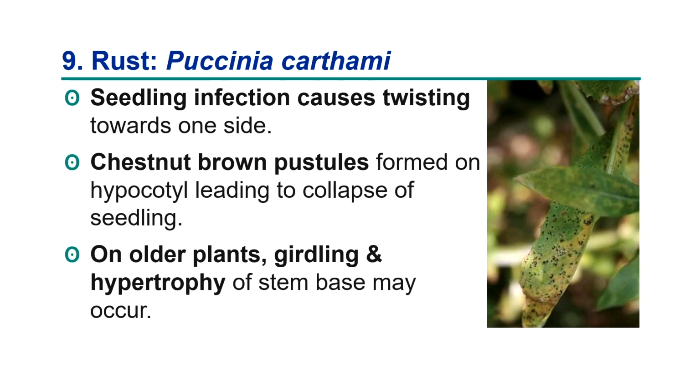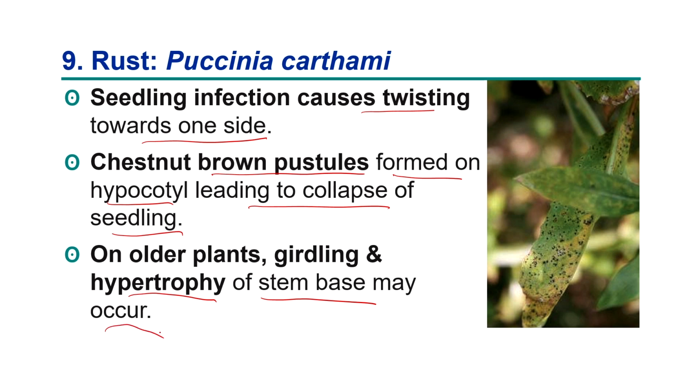Now next is rust. It is caused by the fungus Puccinia carthemi. Seedling infection causes twisting towards one side. Chestnut brown pustules form on the hypocotyl, leading to collapse of the seedling. This stage of the disease is of particular importance during the seedling or germination stage. On older plants, girdling and hypertrophy of the stem base may occur. Hypertrophy here means just swelling of the stem.